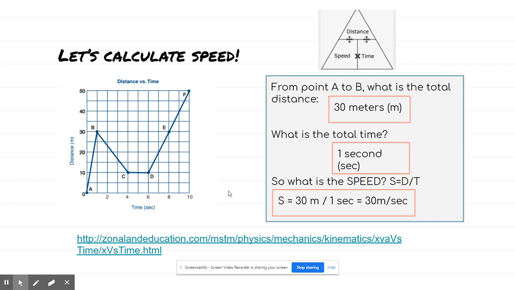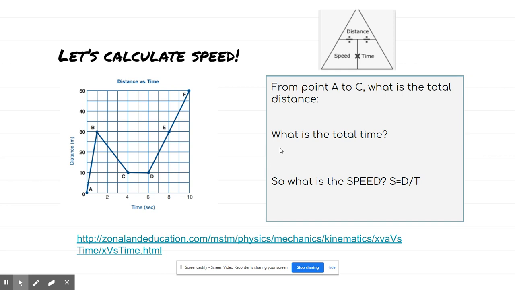Let's try a harder one. Let's look at point A to point C. Okay, we already know that it's 30 meters to B, but now the cyclist goes back. We have to count up how far the distance is from B to C. Well, we go from 30 to 10. C is at 10. So 30 to 10 is 20 meters. So we went 30 up and then 20 back. So that's 50 meters in total.